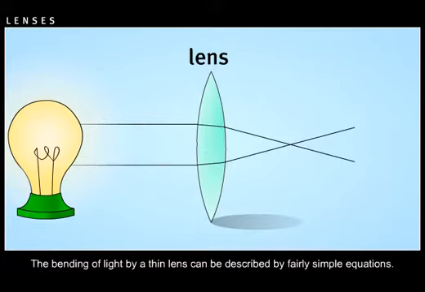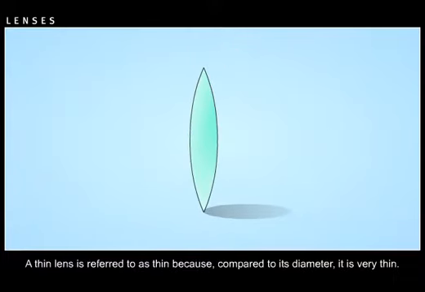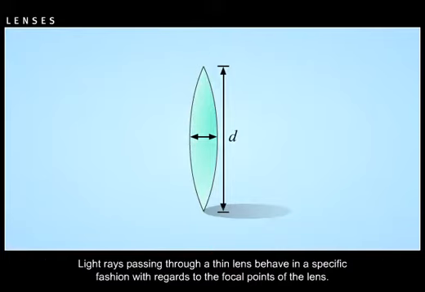The bending of light by a thin lens can be described by fairly simple equations. The bending by very thick lenses, however, is very complicated. A thin lens is referred to as thin because, compared to its diameter, it is very thin. Light rays passing through a thin lens behave in a specific fashion with regards to the focal points of the lens.